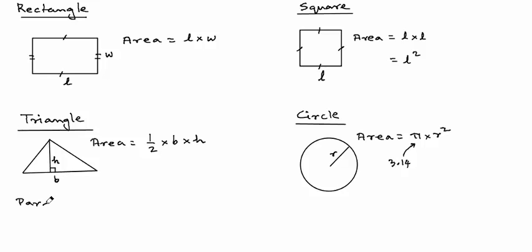A parallelogram is a four-sided shape, also known as a quadrilateral, in which the opposite sides are the same length and they are also parallel. So this side is parallel to this and this side is parallel to this. Note that a rectangle is a special type of a parallelogram. In a rectangle, the opposite sides are equal and they are parallel as well. So this side is parallel to this and this one is parallel to this.